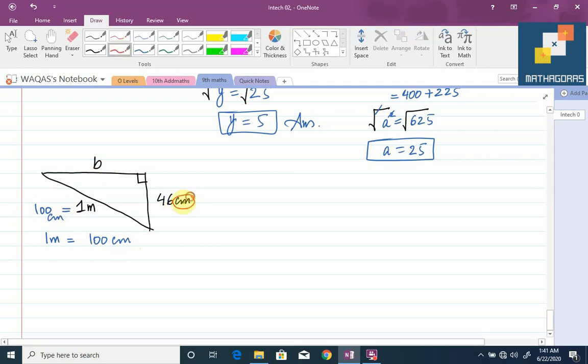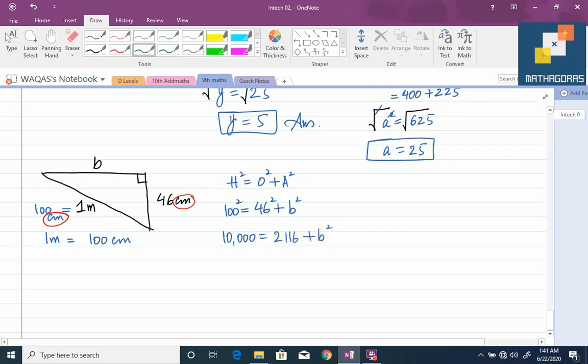Units of both sides are the same now. Now we can apply Pythagoras theorem. So Pythagoras says hypotenuse square is equal to opposite square plus adjacent square. Hypotenuse is 100 square. Opposite, you can take whatever value you want. I say 46 is my opposite, and adjacent is B square. Right? So 100 square is 10,000 is equal to 46 square, 2116, plus B square.